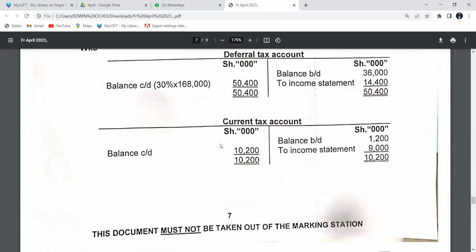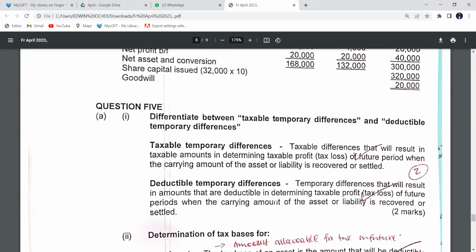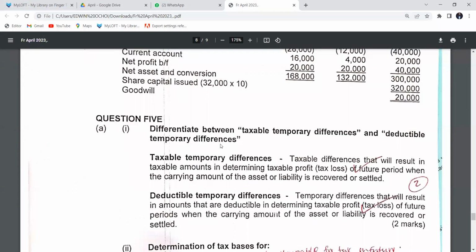So I said the taxable temporary difference and deductible. I explained, guys. Taxable temporary difference will result in a taxable amount in determining taxable profit of future periods when the carrying amount of the asset or liabilities is recovered or settled. It's not a must to give all these explanations. You can say a taxable temporary difference is when the carrying amount exceeds the tax base. It's a positive temporary difference. It leads to a deferred tax liability.